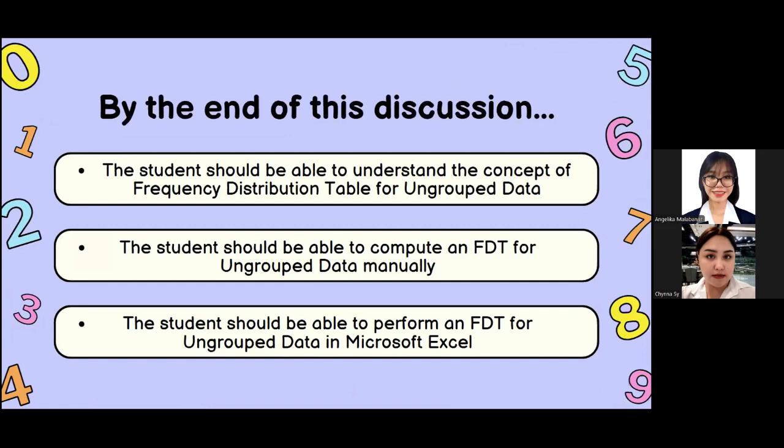So by the end of this discussion, the student should be able to understand the concept of frequency distribution table for ungrouped data. The student should be able to compute an FDT for ungrouped data manually. And lastly, the student should be able to perform a frequency distribution table for ungrouped data in Microsoft Excel.